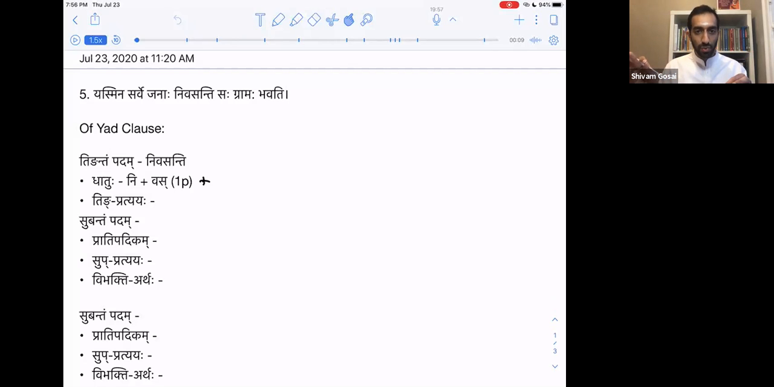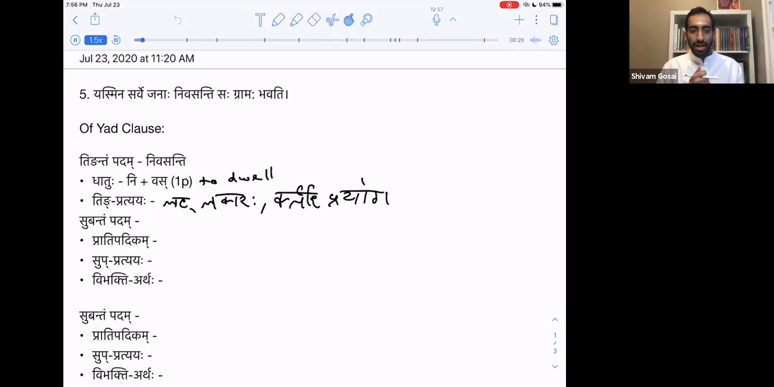Nivasanti is vas dhatu, which is 1p, but it has an upasarga, a prefix ni. Okay, so the dhatu is not nivas, the dhatu is vas, but the upasarga, the prefix to the dhatu is ni, so it becomes nivas. Nivas means to dwell. It's lat lakaraha. We're in kartari prayoga. And this is third three. You see that anti. Okay? So it means he, she, it dwells.